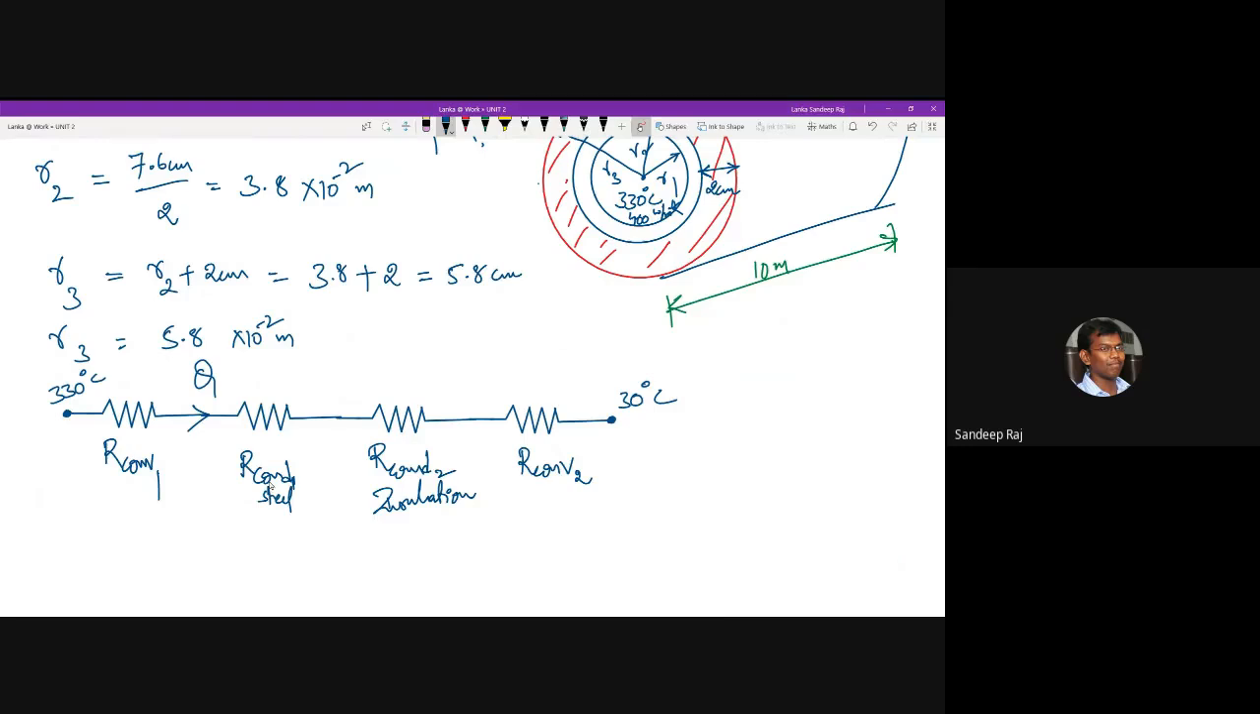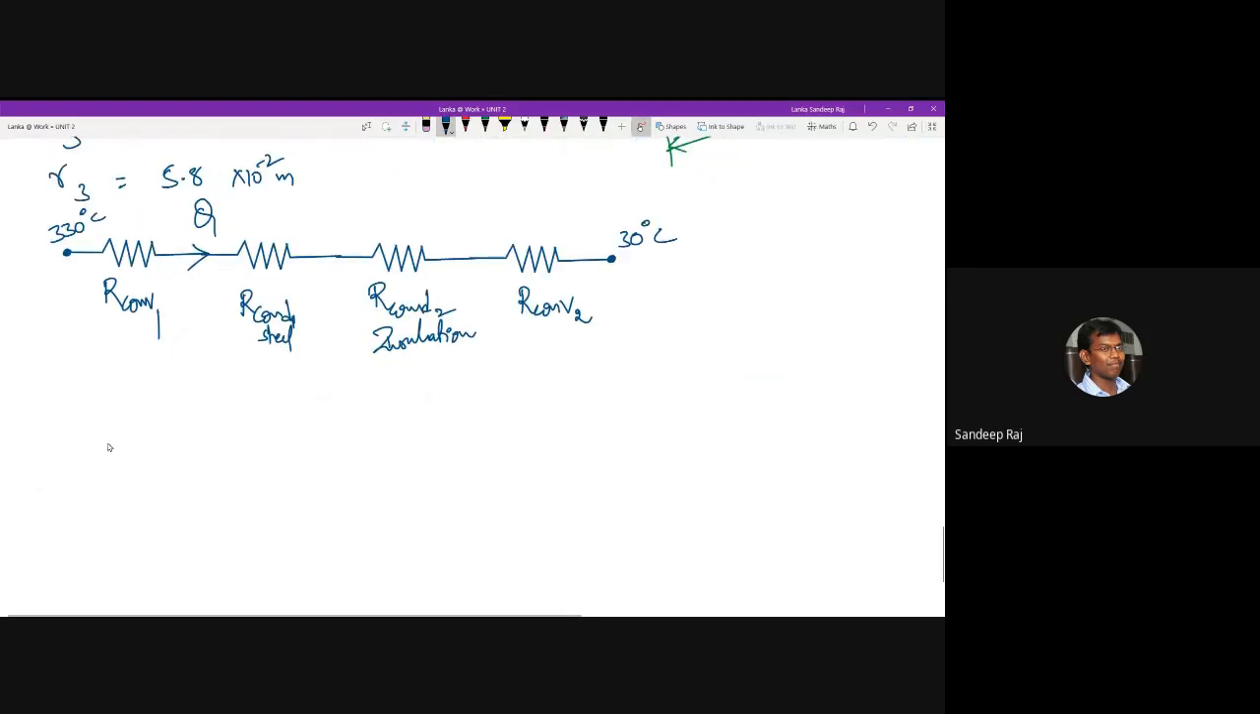Now, what I have to do is find out the resistance values. Let me find out R convection 1 first. What will be the formula for R convection? Somebody tell me.